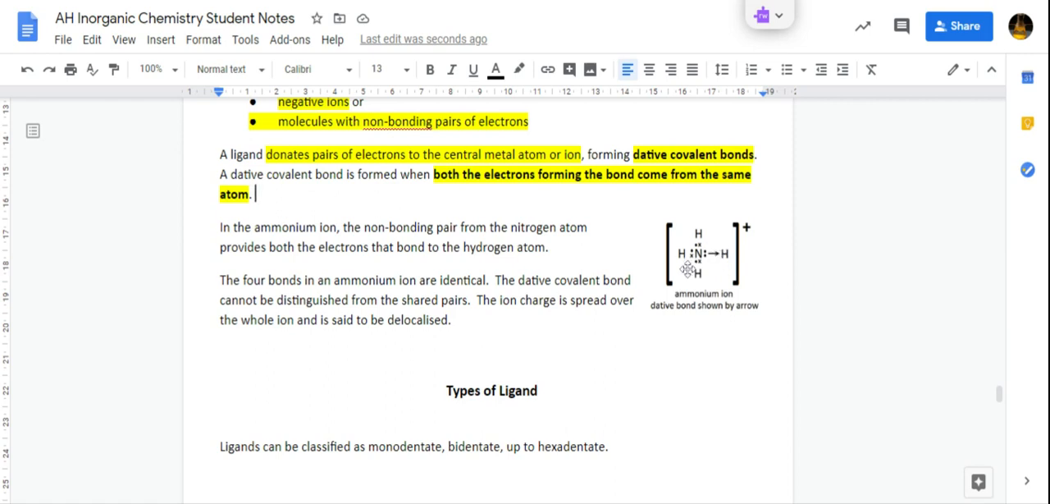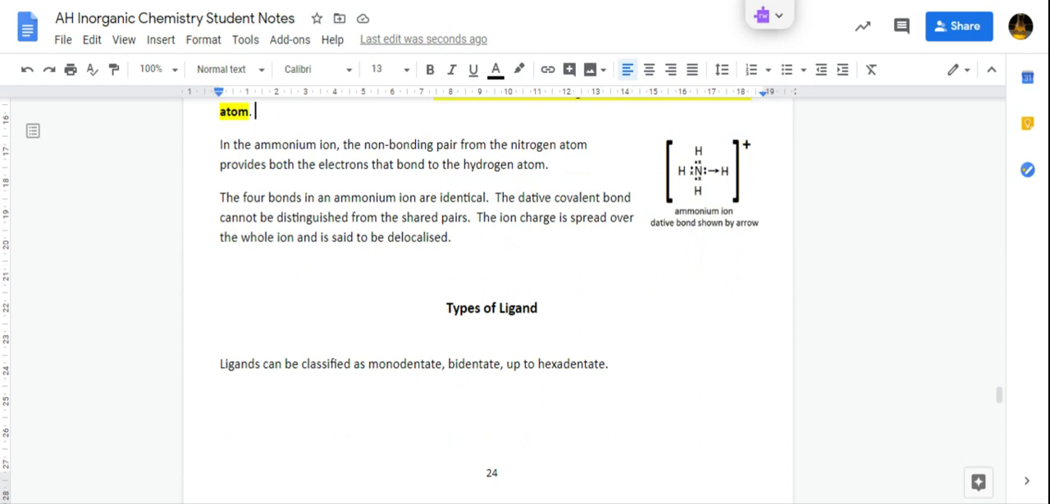Now you can't tell which of these bonds, I know you can tell here because we've used an arrow, but in the actual ammonium ion you cannot tell which bond is the dative one. The four bonds are identical and the positive charge is delocalized, it's spread over the whole ion, which is why we put it in square brackets with the positive charge outside. So in this case the dative bond is shown by an arrow.